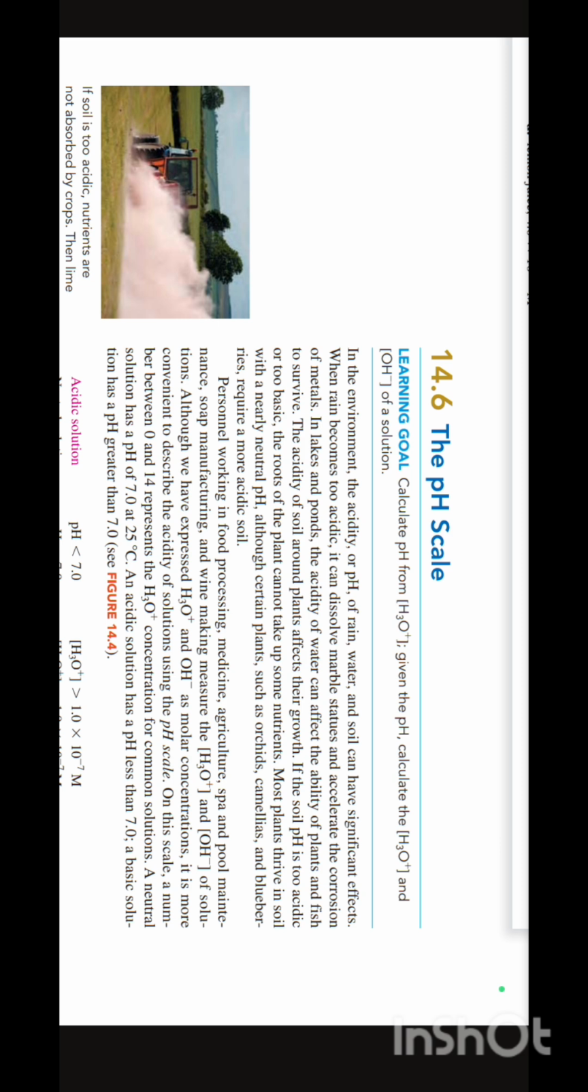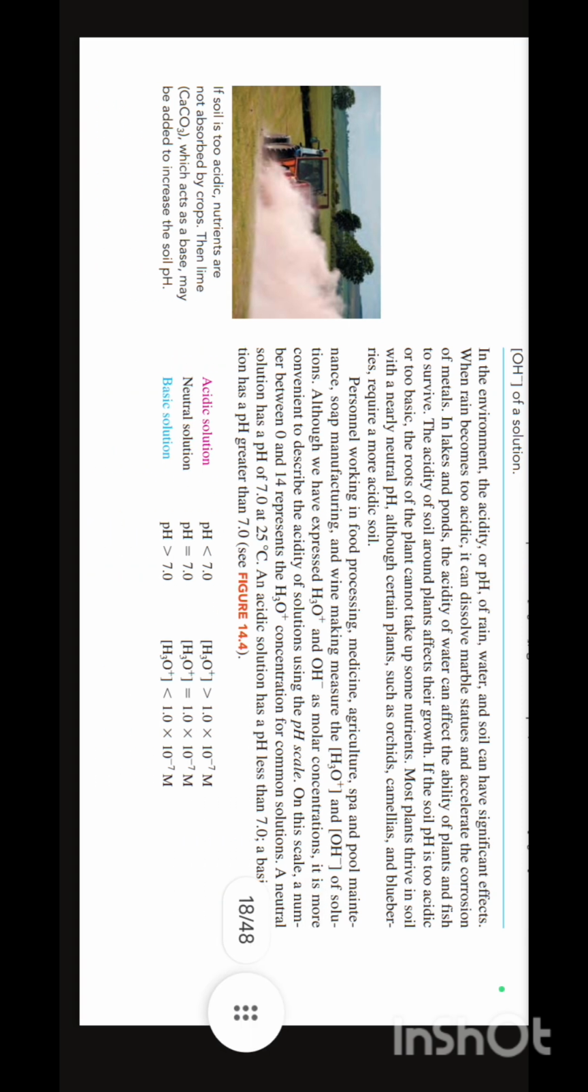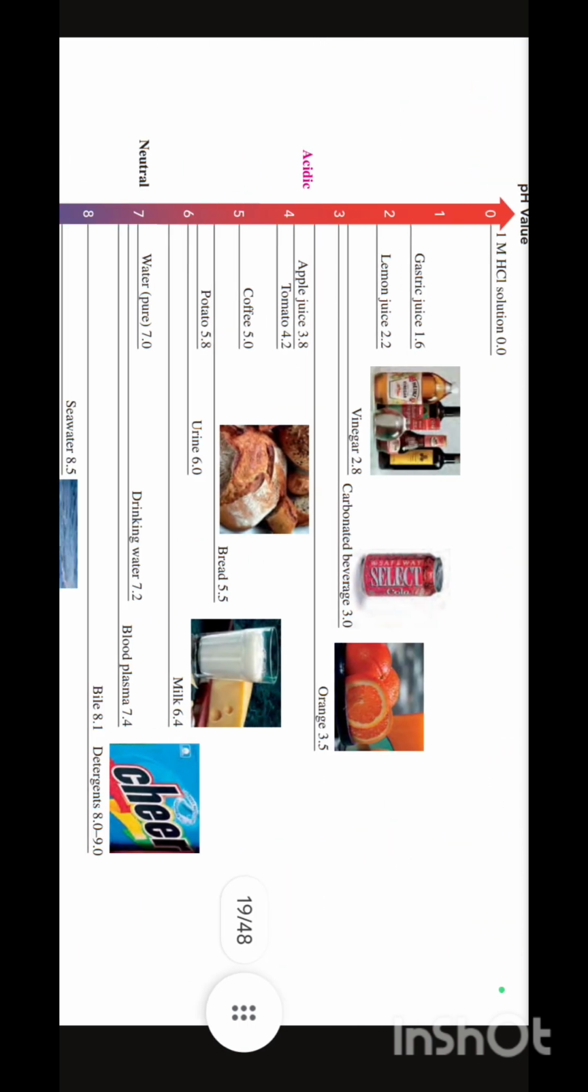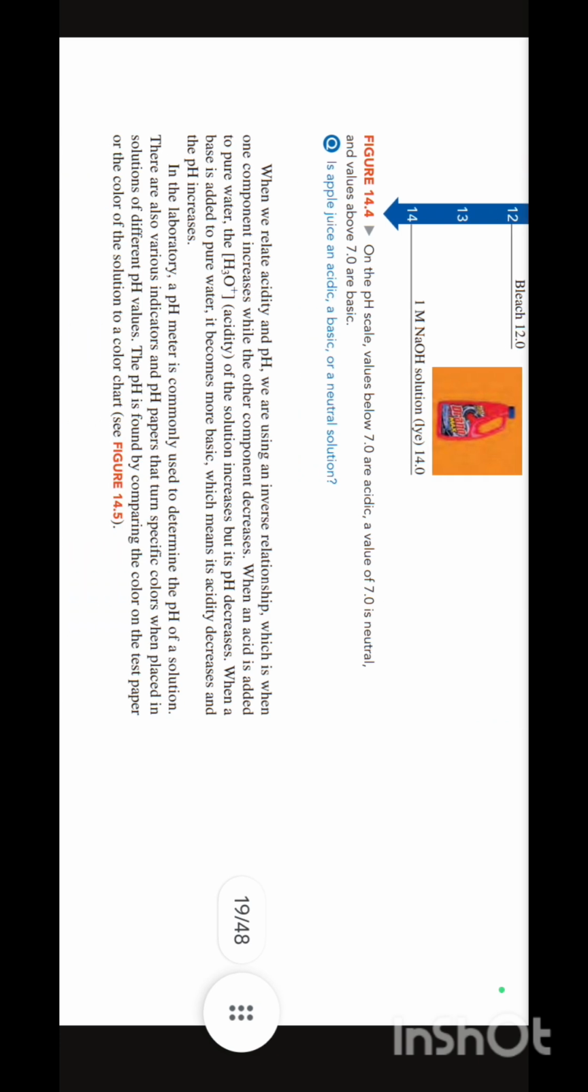On this scale, a number between 0 and 14 represents the H3O+ concentration for common solutions. A neutral solution has a pH of 7, an acidic solution has a pH less than 7, and a basic solution has a pH greater than 7. When we relate acidity and pH, we are using an inverse relationship, which is when one component increases while the other decreases. When an acid is added to pure water, the H3O+ acidity of the solution increases, but its pH decreases.